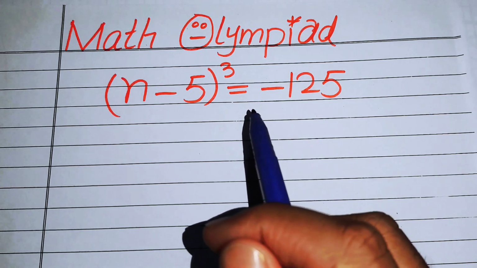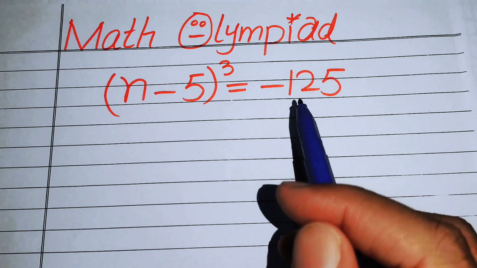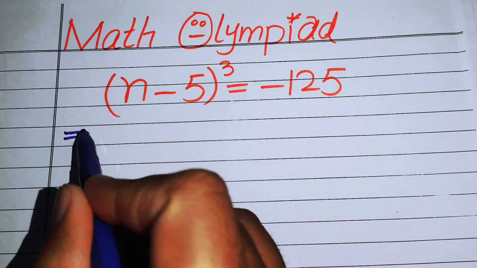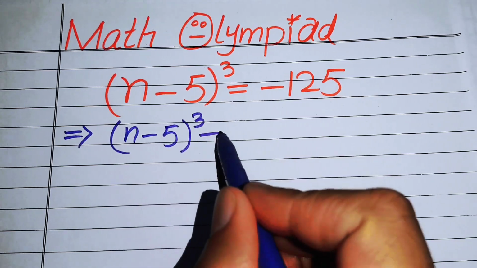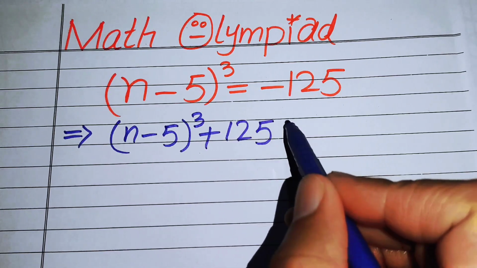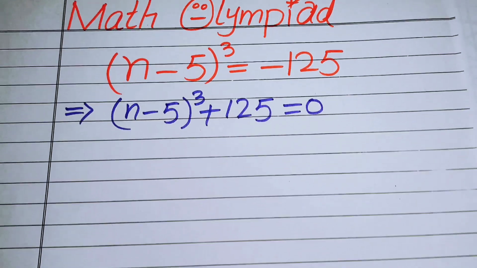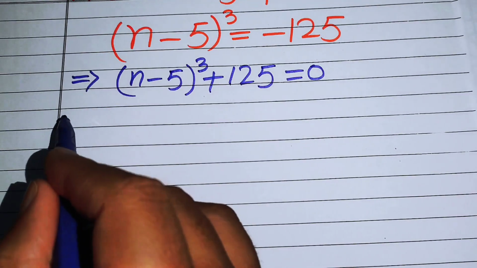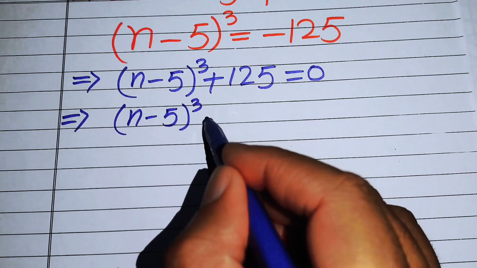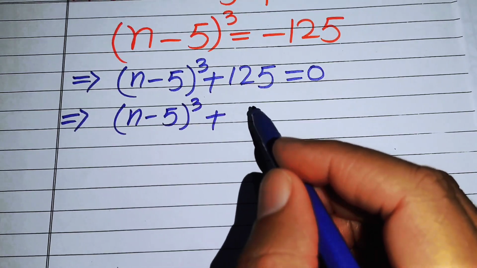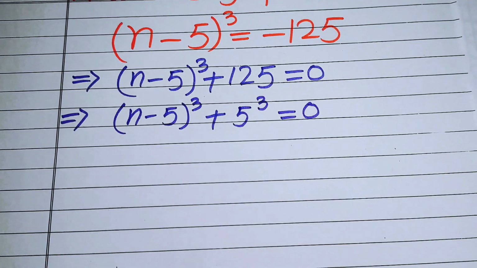So the very first thing we are going to do is, first we move this minus 125 to the left hand side, and we will write it as (n minus 5) whole cubed plus 125, and this whole equation equals to 0. And in the next step we will rewrite this equation as (n minus 5) whole cubed plus, here we write this 125 as 5 cubed, and this whole equation equals to 0.